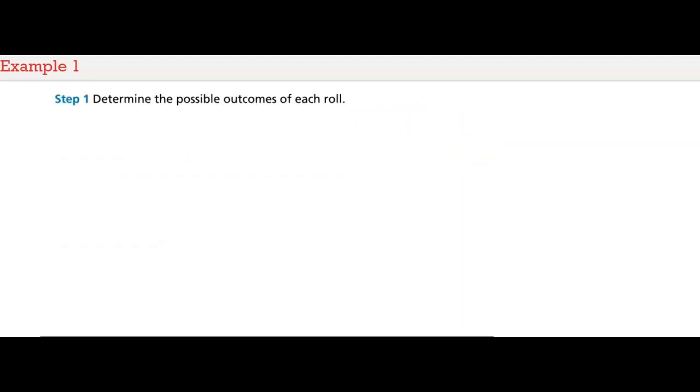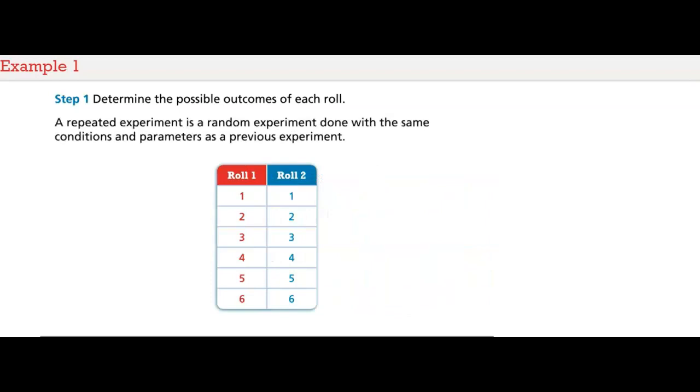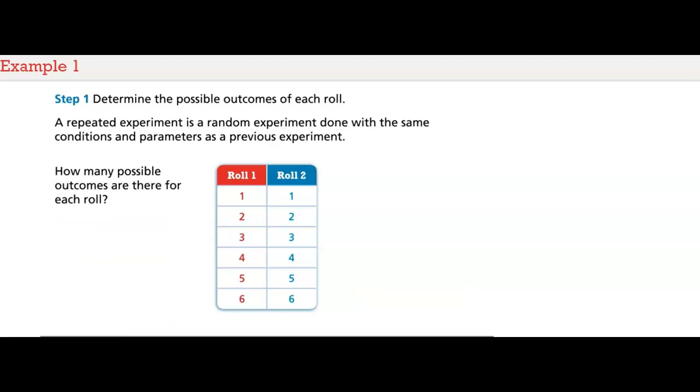Step 1. Determine the possible outcomes of each roll. A repeated experiment is a random experiment done with the same conditions and parameters as a previous experiment. How many possible outcomes are there for each roll? Select your answer. Each roll has 6 possible outcomes.